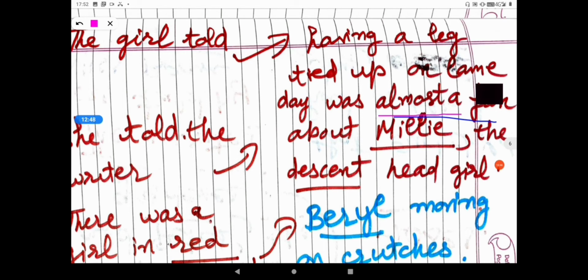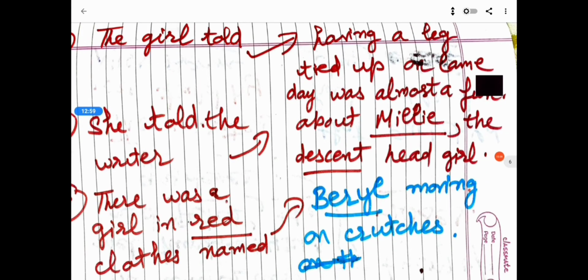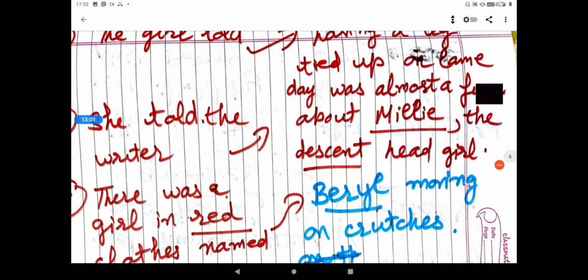And next, the author asked her about a girl. The girl who was acting to be blind. She was not really blind. She told the author that the girl that was coming was Millie. She was a decent head girl.